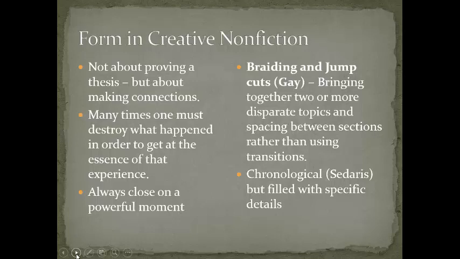Braiding and jumping, or jump cuts, is where you bring together two or more disparate topics or ideas and you space between sections rather than using transitions. You also take liberties in the way that time appears in the essay. You can flash back, flash forward, change the way that you're approaching the narrative in and out. And Ross Gay really does play with that in his essay from his book, The Book of Delights, that we're going to be reading later in this lecture.